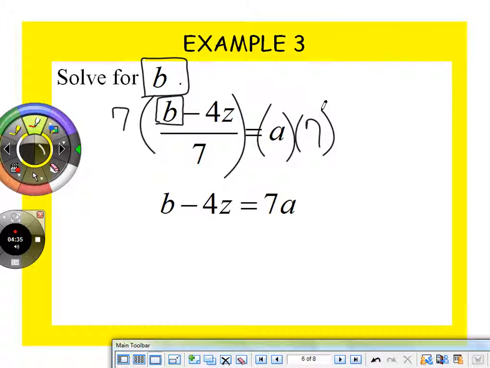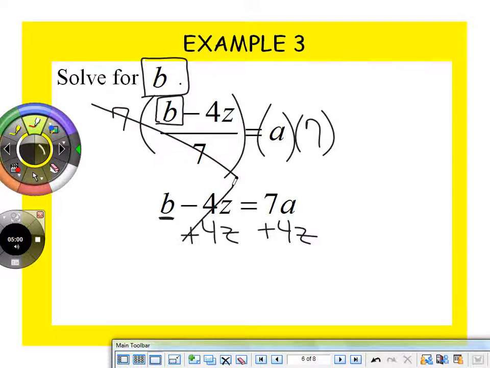If you multiply by 7, you would notice that those 7's would cancel out, and it would leave you with just the top, so it would be b minus 4z. On the right-hand side, it would be 7 times a. And then we're still trying to get the b by itself, so you've got to get rid of that minus 4z. So go ahead and add 4z.